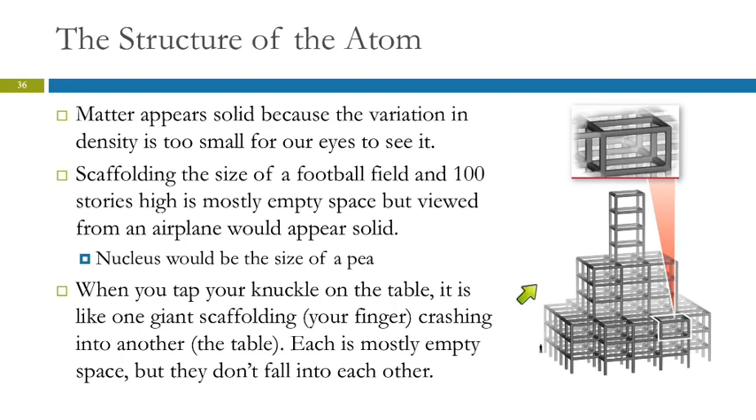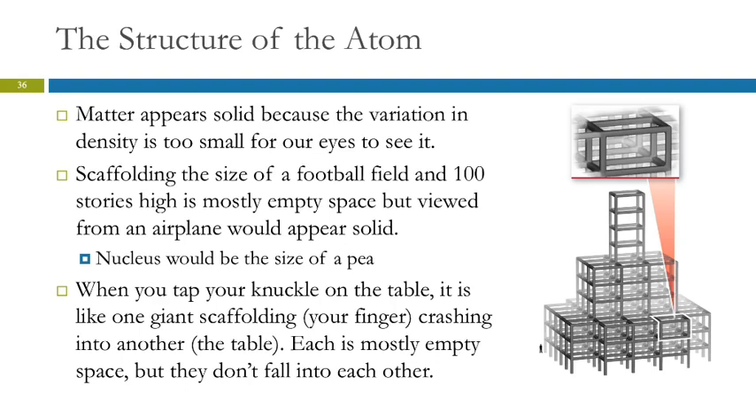So if we think about some scaffolding the size of a football field, 100 stories tall, right? Can you imagine that? Like a big jungle gym that you could climb on. It's mostly empty space. But if you back up far enough, like an airplane flying thousands of feet above, and looking down on that, it would look like a solid object. Because being that far away, you're not able to distinguish the difference between the bars and the spaces in between. They sort of blur together.